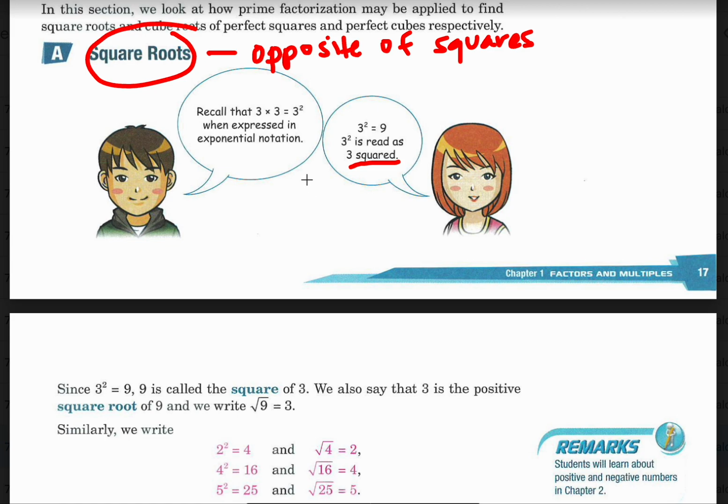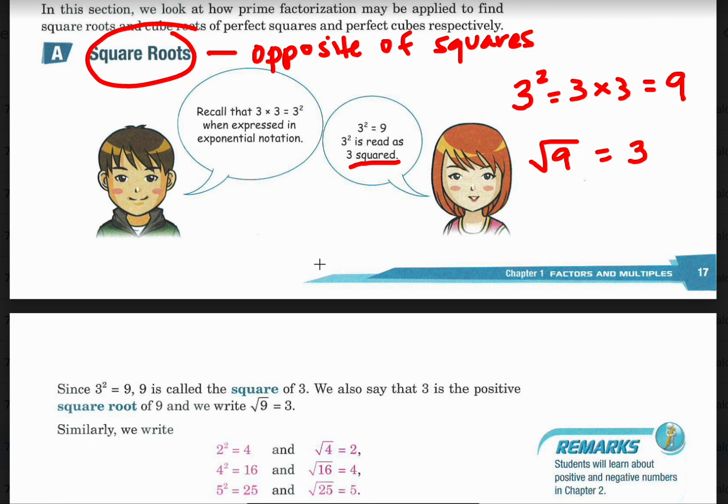3 times 3, 3 squared, is equal to 9. We call that the square of 3. That's the special name for it. The reverse is that we can say that 3 is the positive square root of 9. We can write the square root of 9 is equal to 3. So it's kind of going forwards and backwards. I can take 3 squared to equal 3 times 3 and get the standard form answer of 9, or I can then work backwards and say the square root of 9 is now 3.